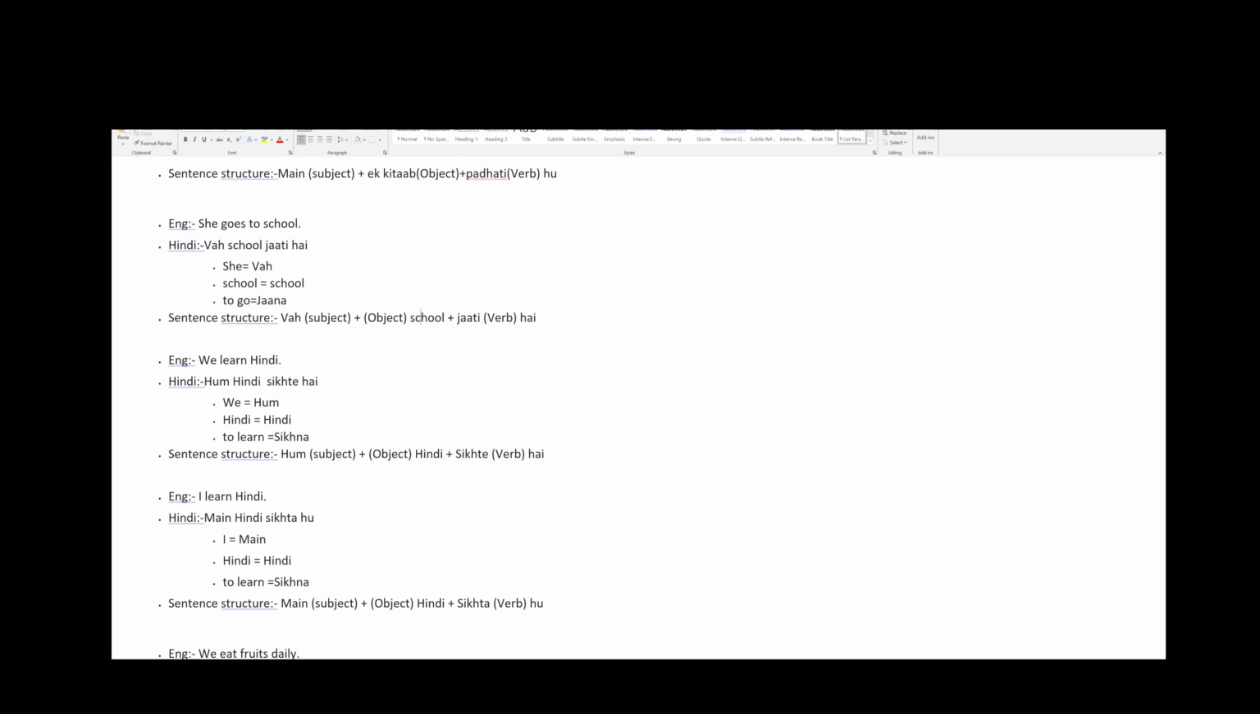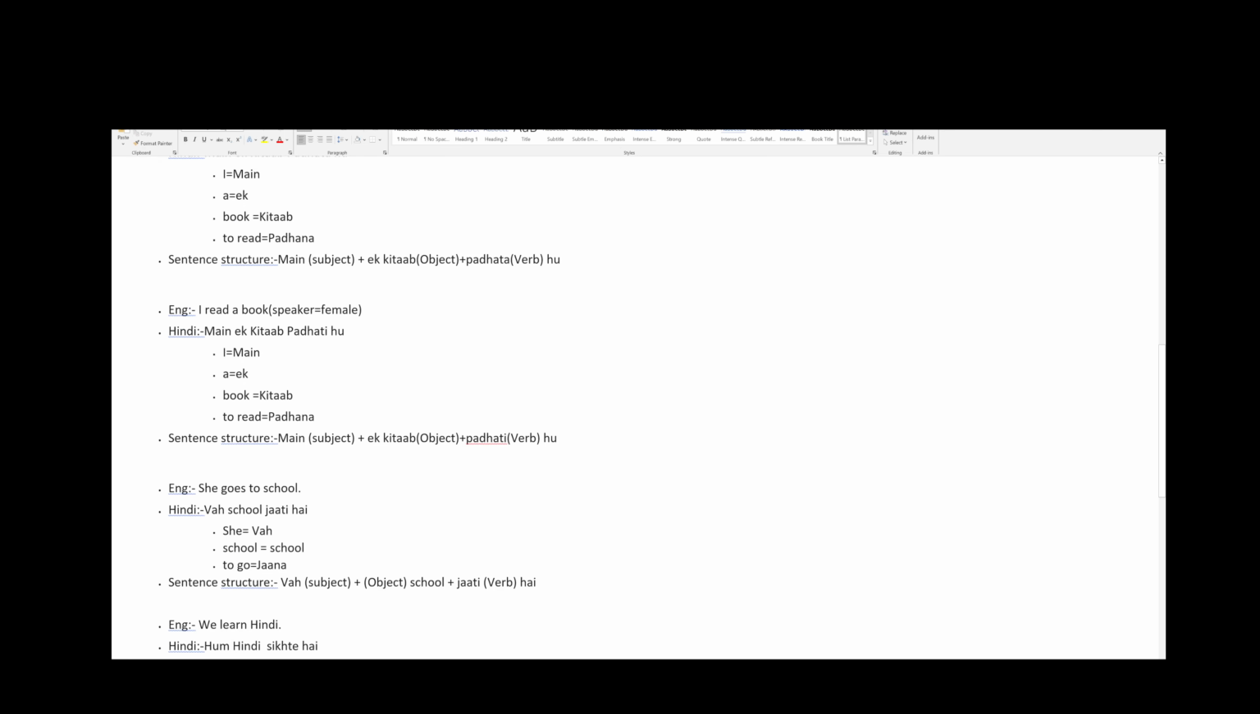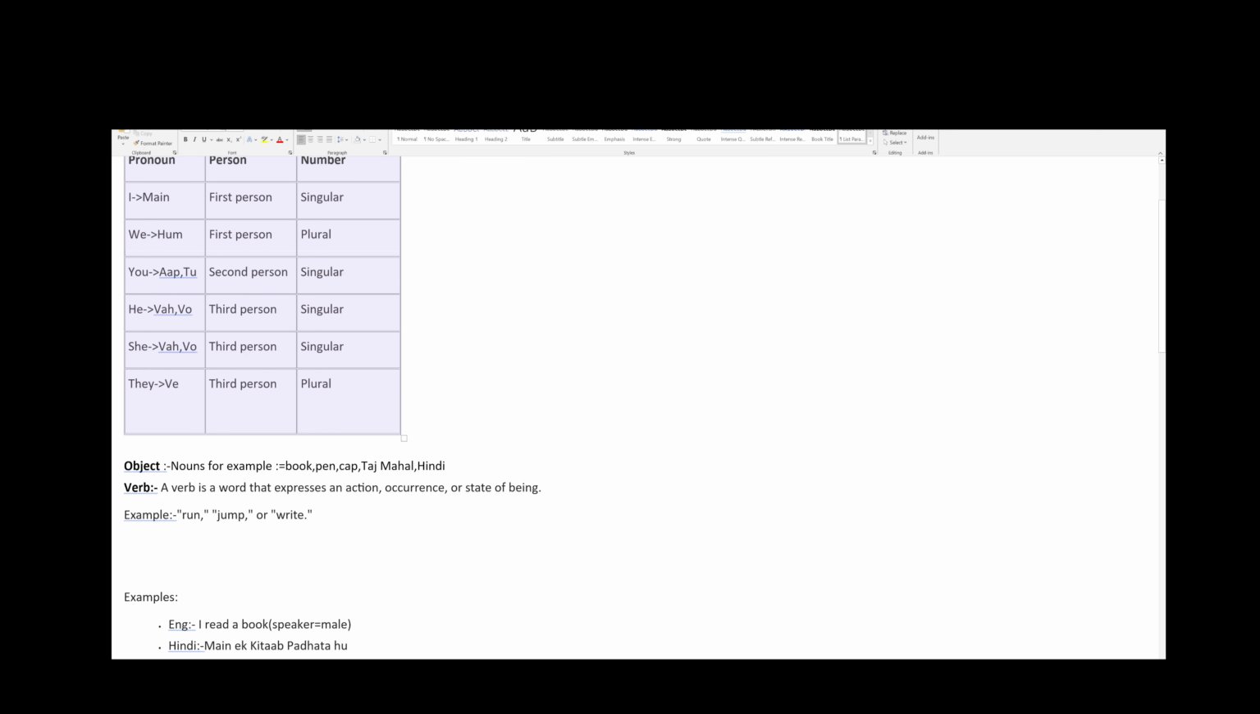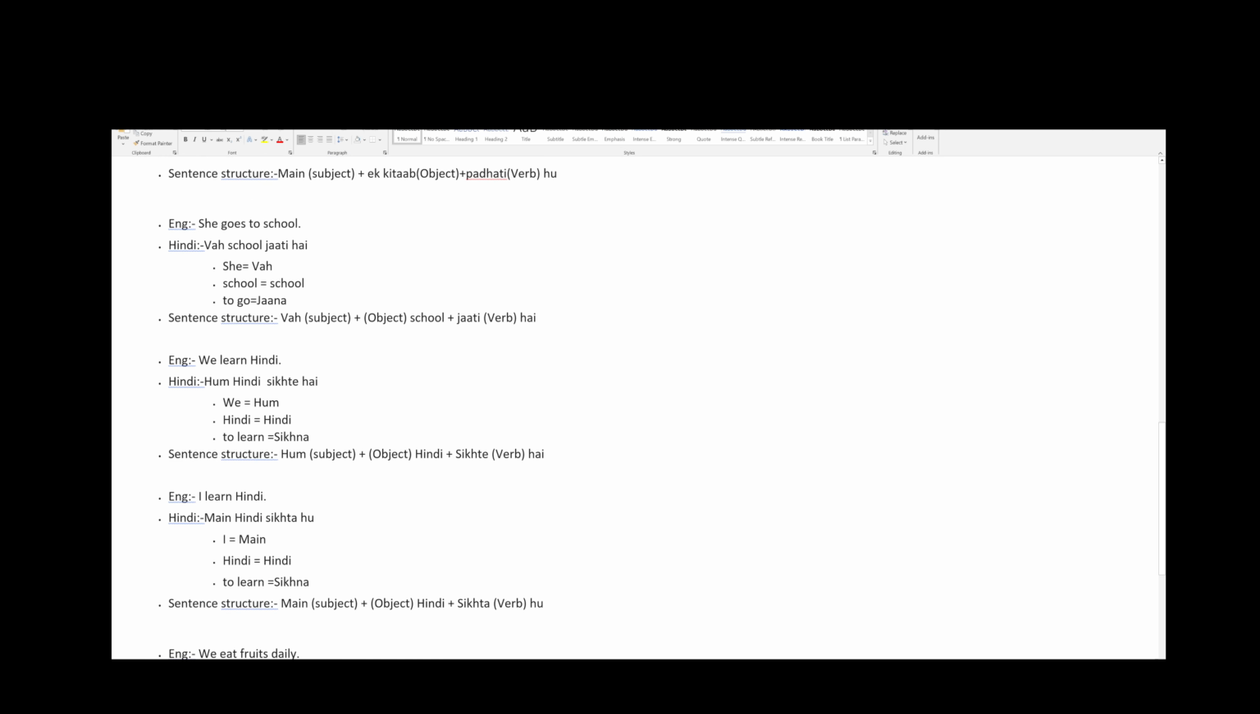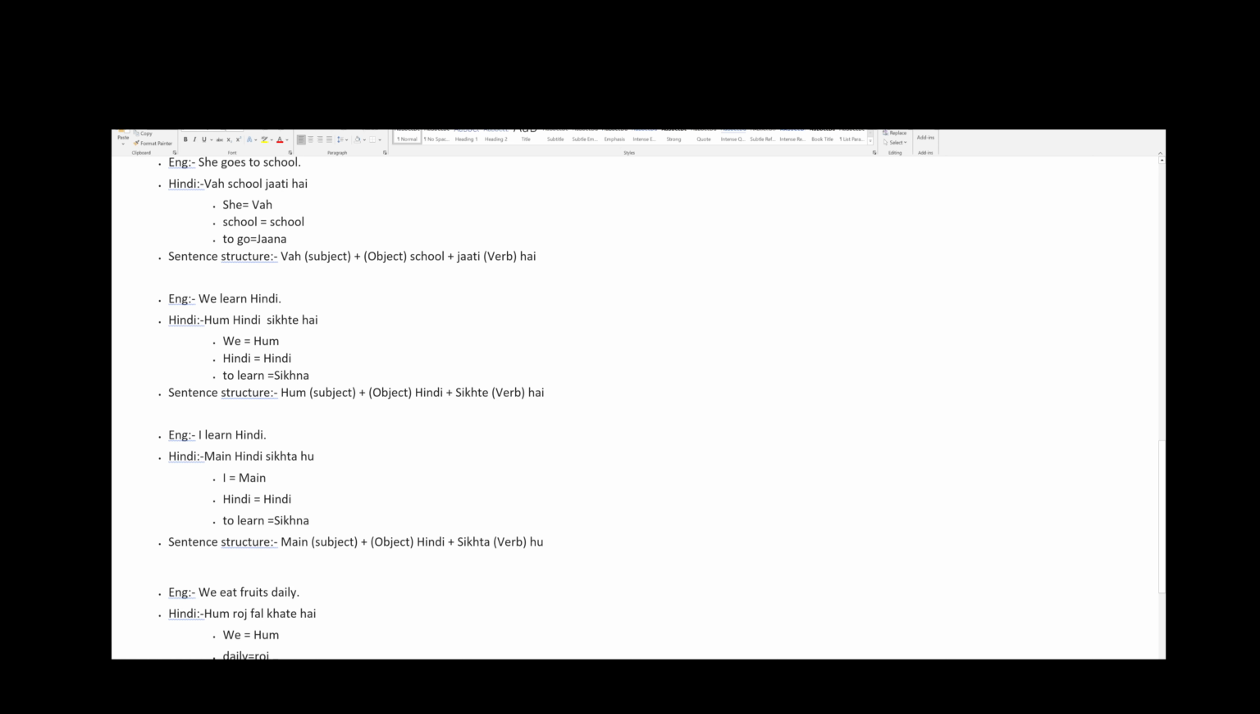Okay, same for they, like they learn Hindi. For they, which pronoun we use in Hindi? वे. See, वे. वे हिंदी सीखते हैं, plural form again, that's why ते हैं. वे हिंदी सीखते हैं. My English sentence is they learn Hindi. वे हिंदी सीखते हैं. Okay, got it.